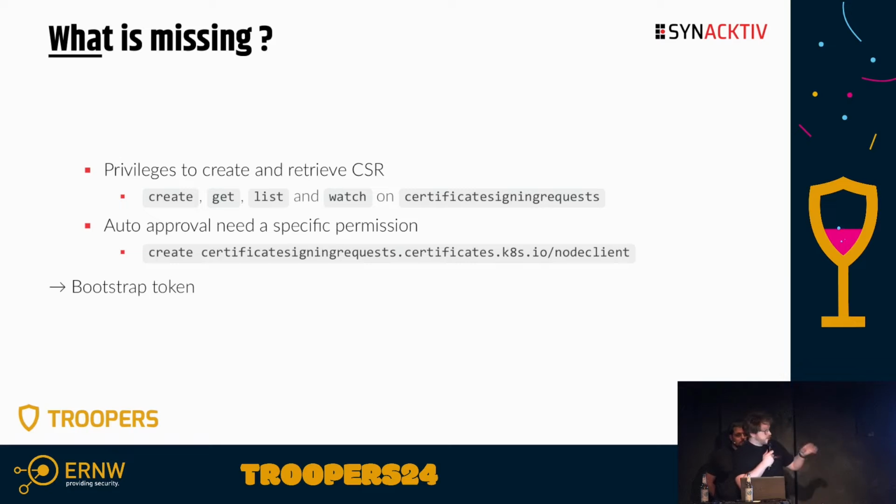But what is missing in this example is that you need some privileges to do that. You need the create, get, list, watch permissions on the certificate signing request object. And for the kubelet client certificate, it's better if they are auto-approved because you want an easy deployment process. And so you need a specific permission for that. You need the create permission on this resource that will be only for nodeclient. So you can grant all of these privileges to the anonymous user, but as we will see later, it's bad and it will lead to trivial compromise.